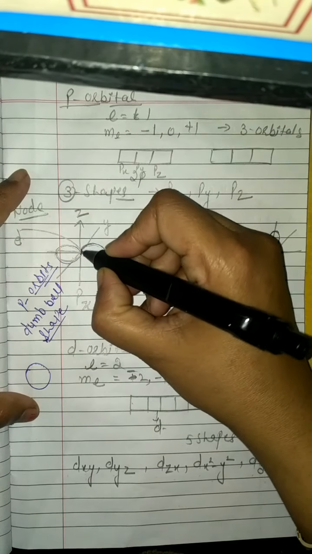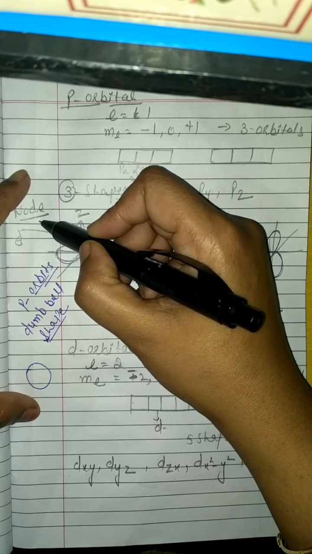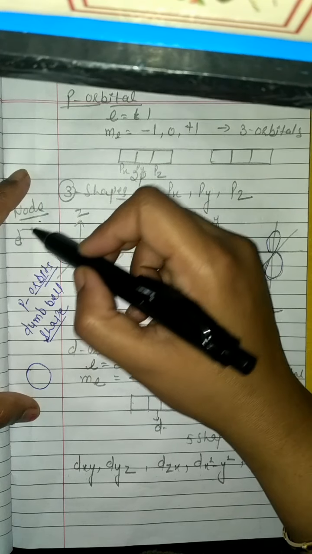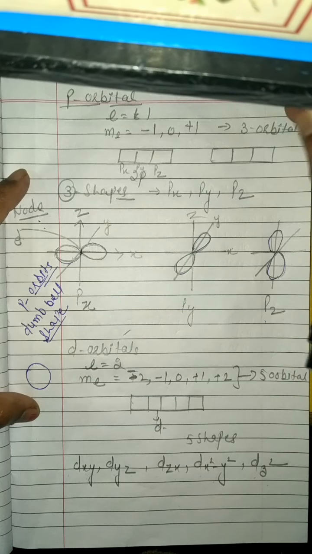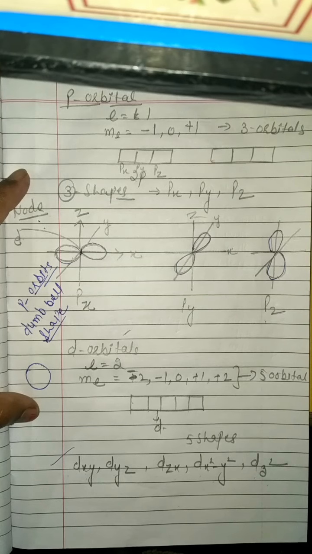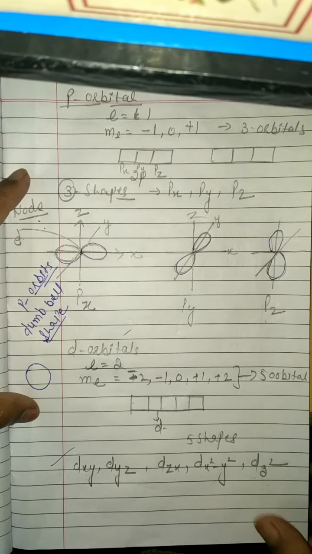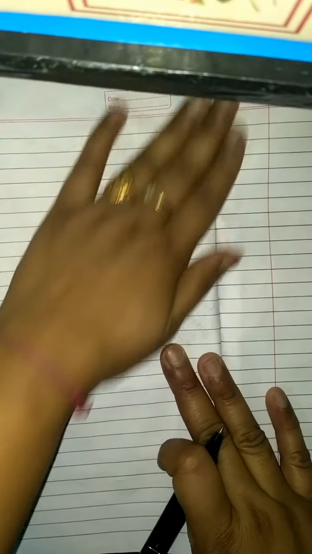In this, that space is called a node. What is a node? The probability of finding the electron density in that region is 0. That is called a node. Now we will draw the shapes of the d-block elements, or the d orbitals.